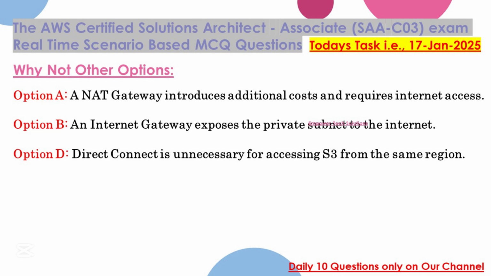Why not other options? Option A: a NAT gateway introduces additional costs and requires internet access. Option B: an internet gateway exposes the private subnet to the internet. Option D: Direct Connect is unnecessary for accessing S3 from the same region.